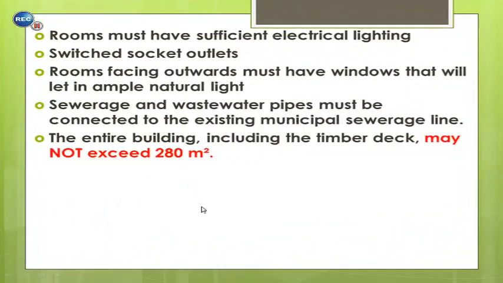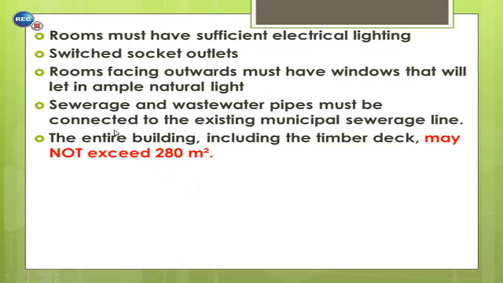We're moving to the next slide, where all the rooms must have sufficient electrical lighting. There must be switch socket outlets inside the building. Rooms facing outwards must have windows that will allow for ample natural light to enter. The sewer and water pipes must be connected to the existing municipal sewer line, which you will find obviously on your site plan. And then most importantly, the entire building, including the timber deck, should not exceed more than 280 meters square. So you're going to work within 280 meters square when you design your building.